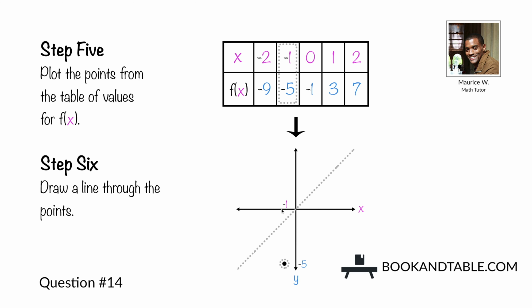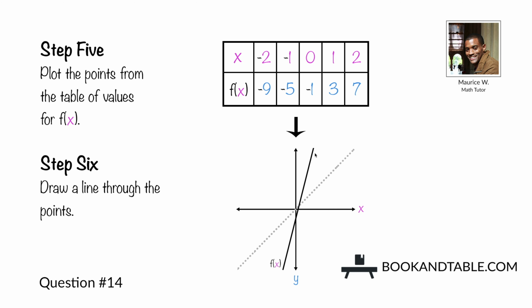So our first point is negative 1, negative 5. Our second point is 0, negative 1. Our third point is 1, 3. And our fourth point is 2, 7. And now with these 4 points, we can draw a line through these points to get a sketch of f of x.